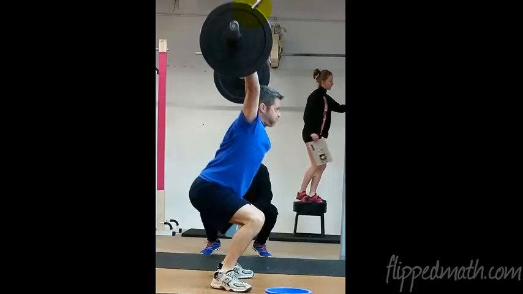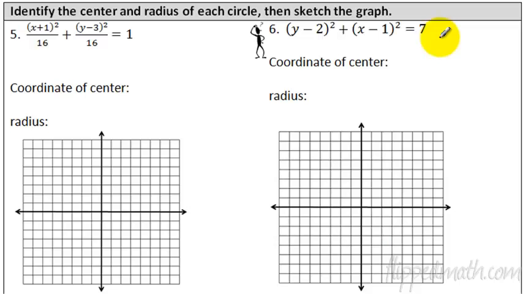But you can see circles are all over the place. So let's take our first example for circles, number 5, and you see here our A and B are the same, so that we know it's a circle. So what you could do is just multiply both sides by 16, and we get x plus 1 quantity squared plus y minus 3 quantity squared equals 16.